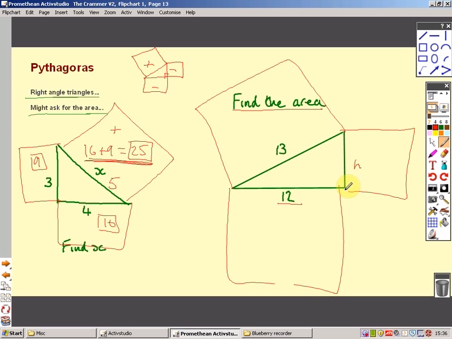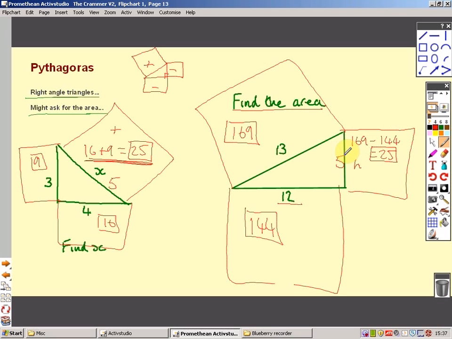So to find the area first of all of this big one, it's going to be 13 squared, which is 169. That's a square number you need to learn. 14 squared is 196. 12 squared is 144. So I found the 2 squares. Looking back here at this diagram, I'm finding this one, it's a minus 1. So it's going to be 169 minus 144, which equals 25. So I know the square of this side is 25, so h here must be 5.